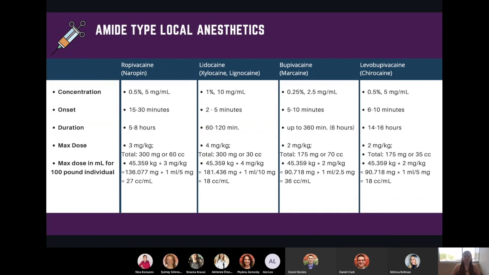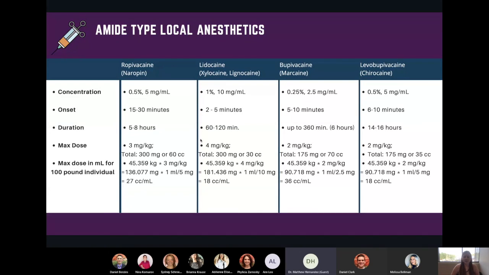The main types of amide local anesthetics used in regenerative medicine are ropivacaine, brand name Naropin, lidocaine, brand name Xylocaine, and bupivacaine, brand name Marcaine. This graph represents their pharmacokinetics that can be used to determine what the best anesthetic is.